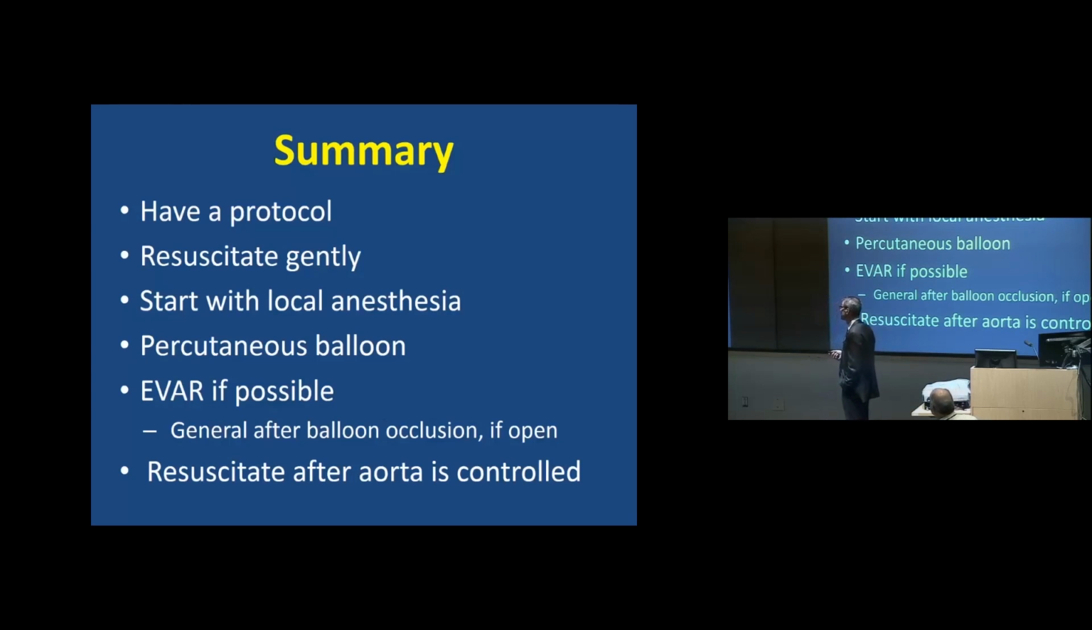We recommend starting with local anesthesia. The induction of general anesthesia frequently leads to loss of sympathetic tone. In patients with ruptured aneurysms, they frequently will have a rapid demise as soon as anesthesia is induced. So local anesthesia for the rupture seems to be a good idea. Under local anesthesia, you can then percutaneously insert a balloon for control of the ruptured aorta prior to intervention, whether it's going to be open or endovascular.